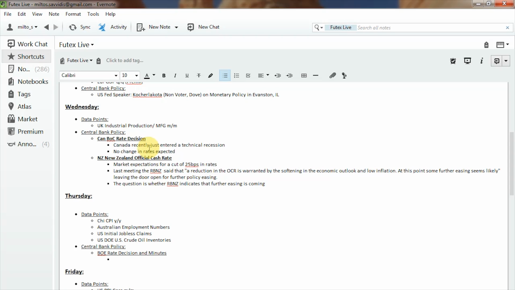Taking a look at the New Zealand official cash rate, we've got the RBNZ, and taking a look at their event, we actually do have some market expectations for a cut of 25 basis points in their rates. So that's going to be interesting. We had last meeting in July where the RBNZ actually said a reduction in the OCR is warranted by the softening economic outlook and low inflation. At this point, some further easing seems likely.